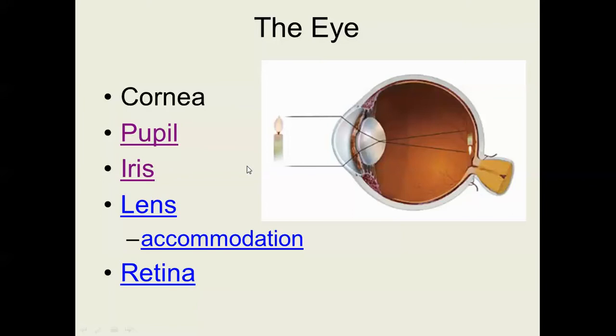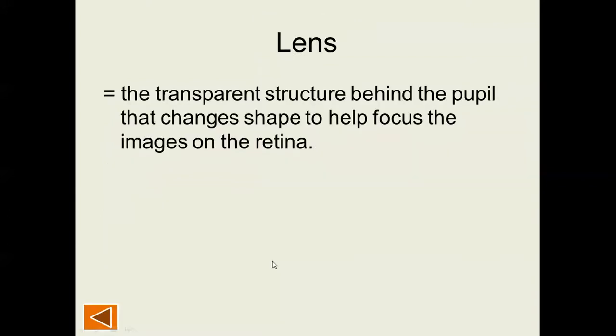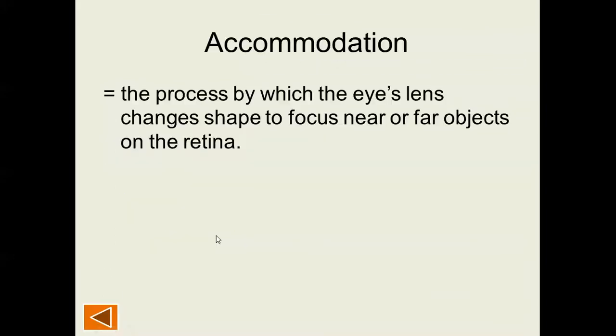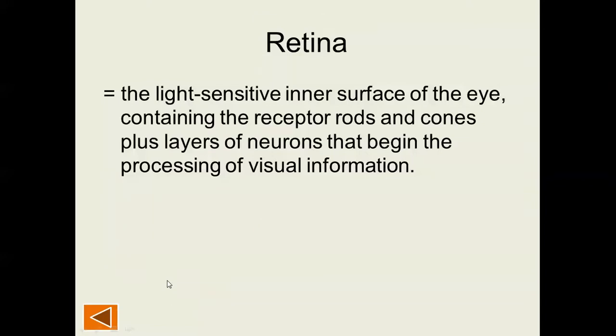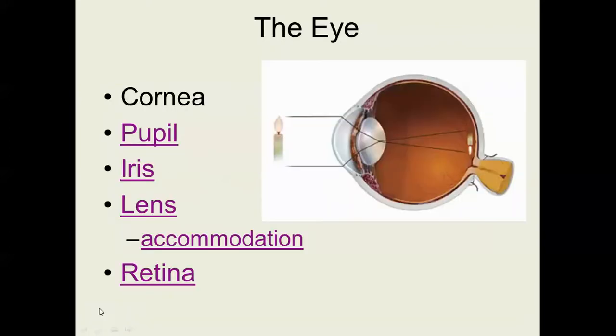Again, the size is regulated by the iris, and a camera-like lens focuses these rays by changing the curvature of the rays, and this is a process called accommodation. And so the lens focuses the rays by changing the curvature and accommodating them, and they are then sent to the retina. And this is the light-sensitive inner surface of the eye containing the receptor rods and cones plus layers of neurons that process this information.